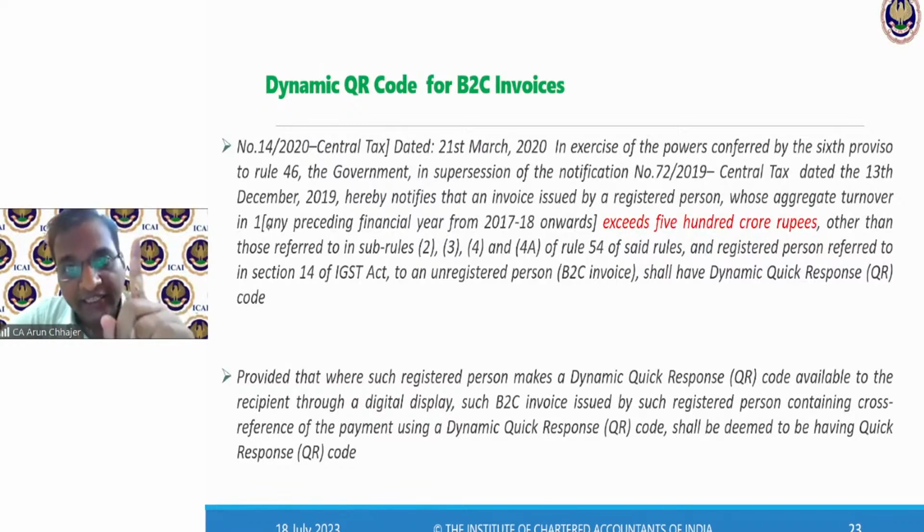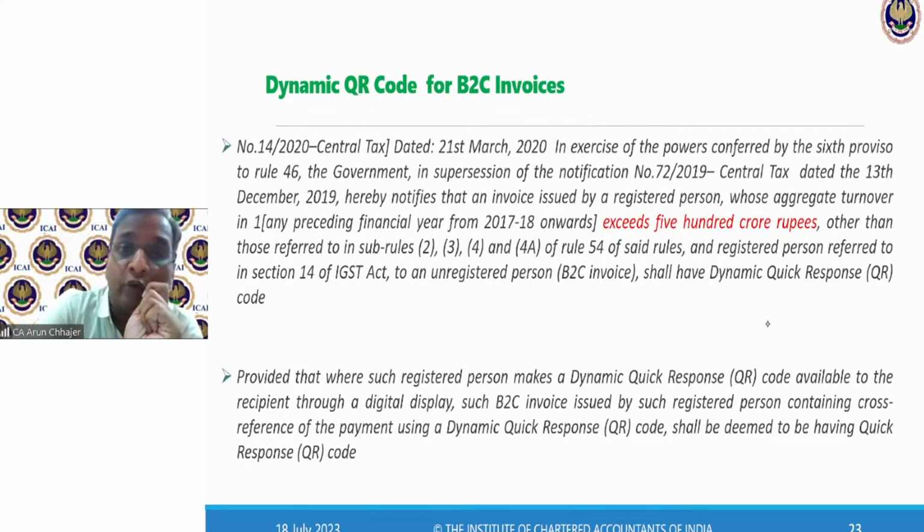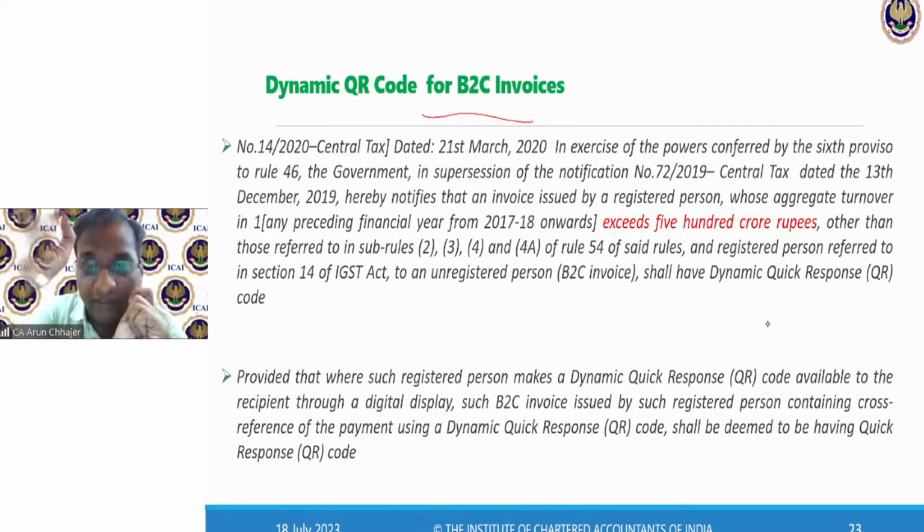If aggregate turnover is more than 500 crore and you are making a supply to a B2C customer other than export, dynamic QR code is applicable for B2C where e-invoice is not applicable.